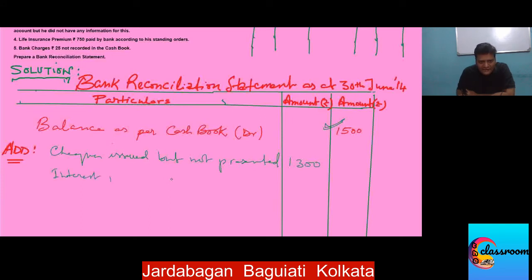Interest and dividend on investment credited by bank, not informed to us. The amount is 580.